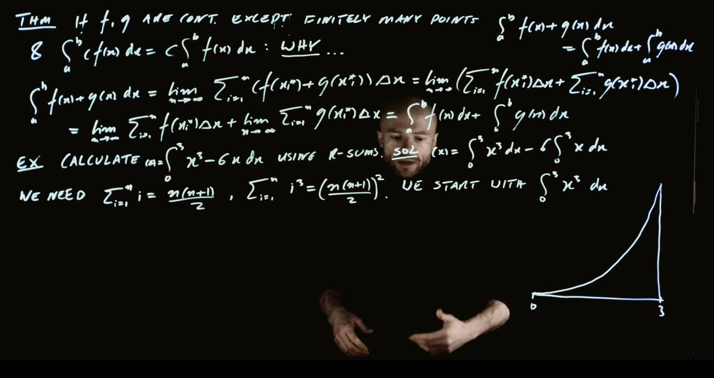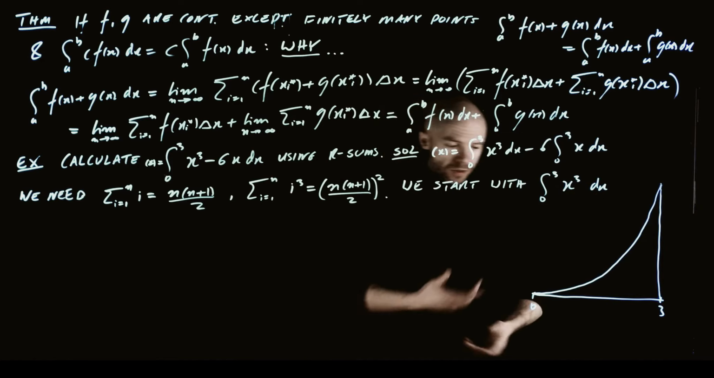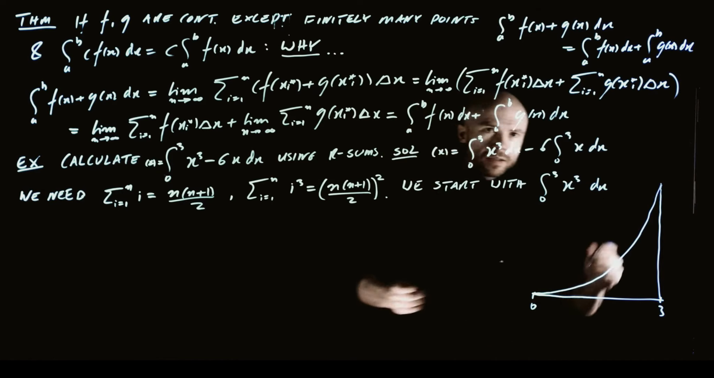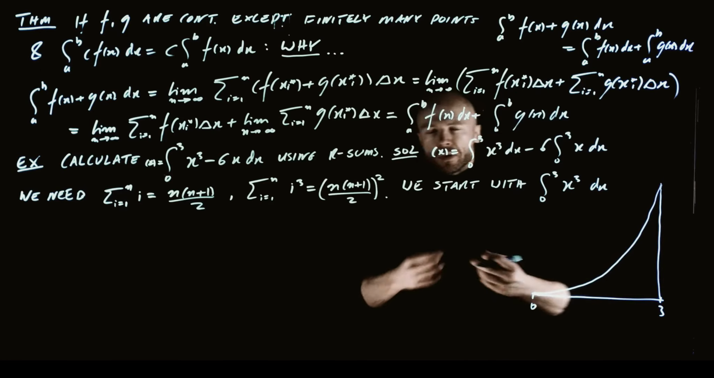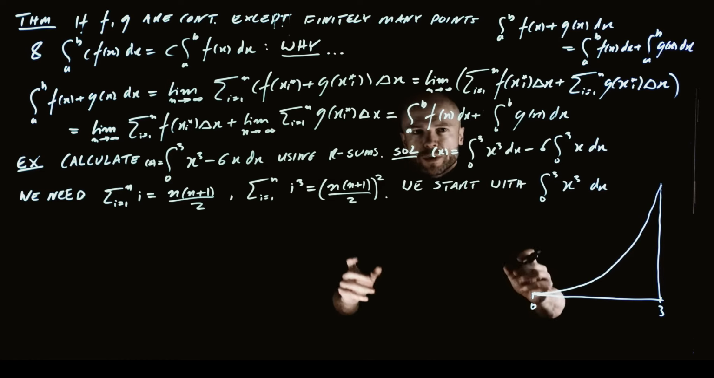And let's remind ourselves what we're doing. We're trying to find the definite integral, which in this case, since it's a positive function, is just going to be the area. And we're going to do this by cutting things up into rectangles. Okay, we're going to take n rectangles, and then we're going to pass to the limit.